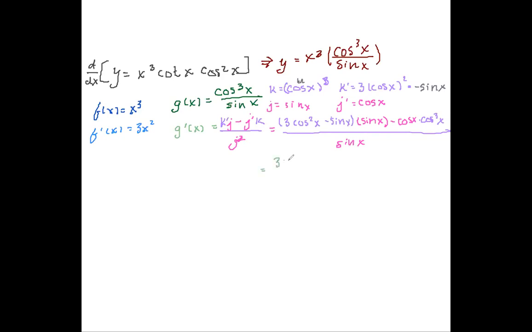We'll say that this is 3 cos squared x minus sine squared x. I missed a square here. Right? 3 cos squared x sine squared x minus sine squared. I added a squared now instead of took it away. So I just distributed that sign. My computer is dying. It's not correct. But the idea is that then we have minus cos to the fourth x all over sine squared x.